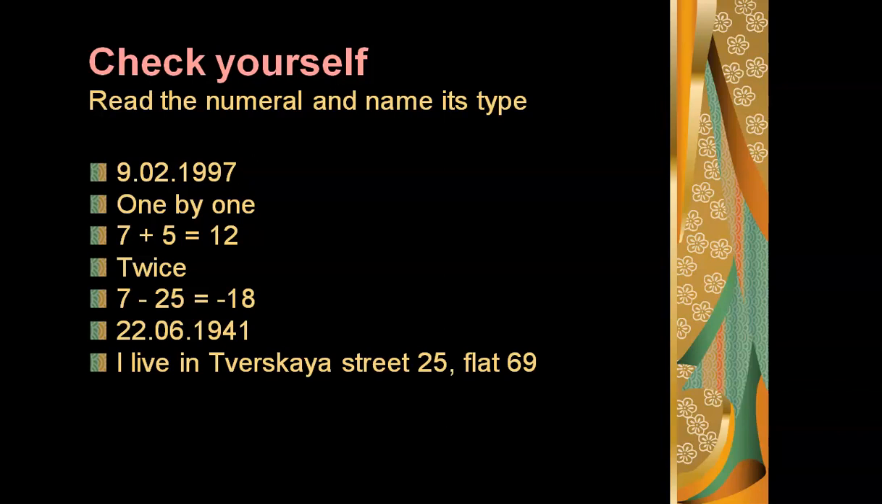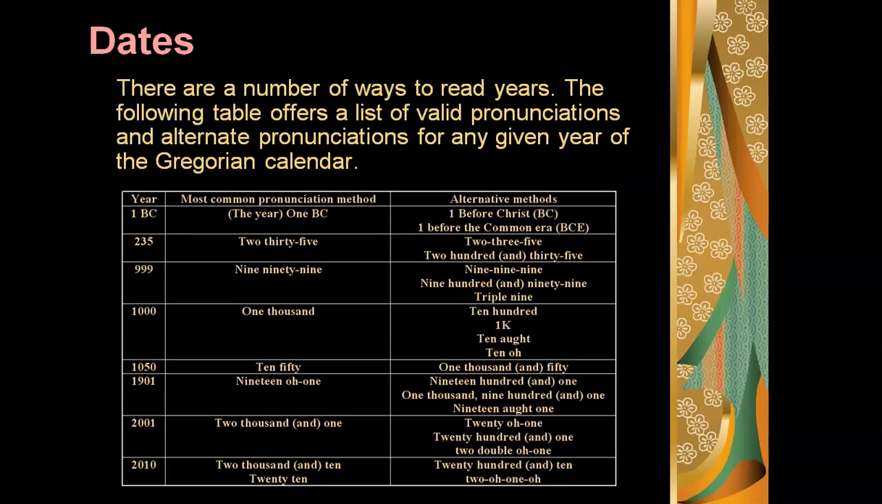So, let's talk about dates. There are a number of ways to read years. The following table offers a list of valid pronunciations and alternate pronunciations. 1050, 1901, also 2001, 2010, 999, 1235 will be also.